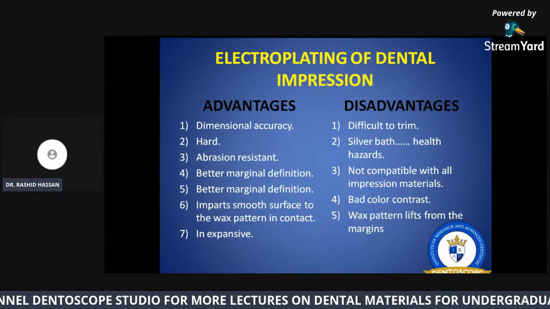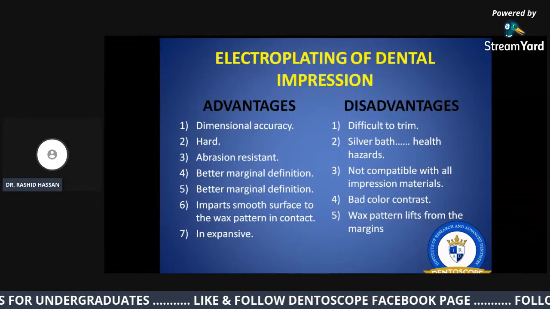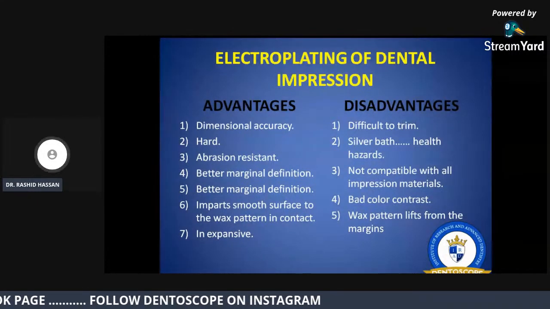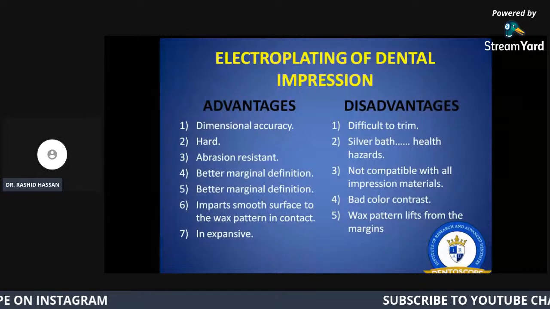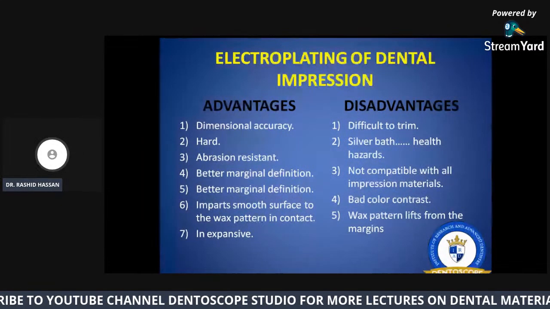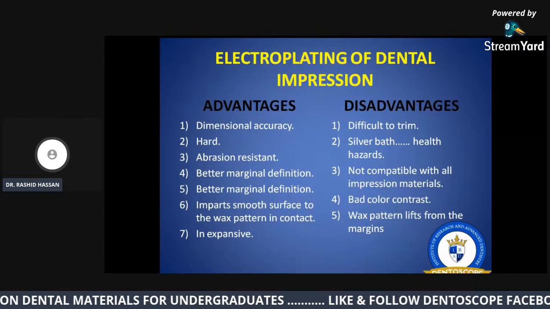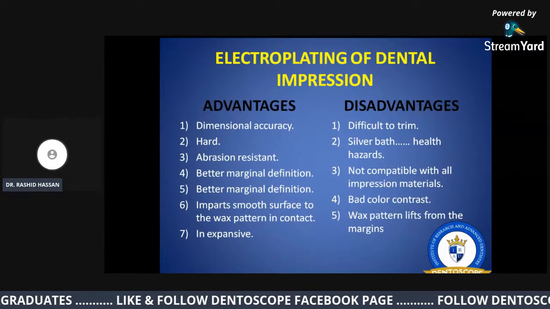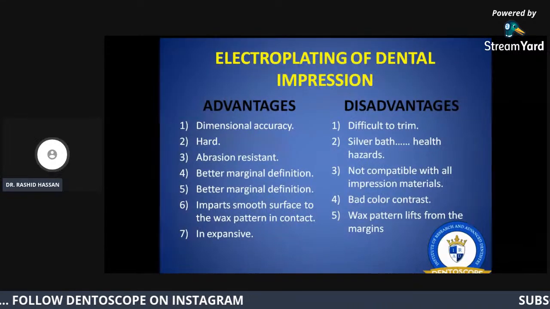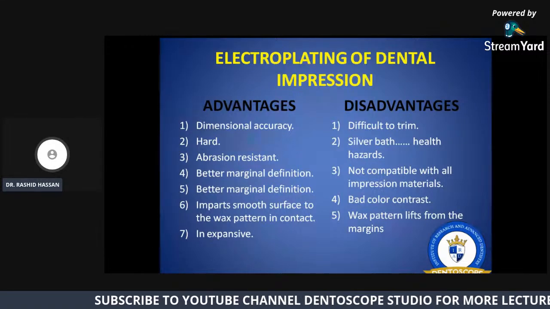It is inexpensive. The disadvantage, for me the biggest disadvantage, is the time. 12 to 15 hours are required for the electroplating procedure, which is, well, in this time you can easily fabricate the whole prosthesis. So this is the big disadvantage. Difficult to trim. If there is some metal surface you can easily trim it, but here after the electroplating process is done, you cannot trim the metal surface because the metal deposition is already there. So that's going to cause a very big problem for you.